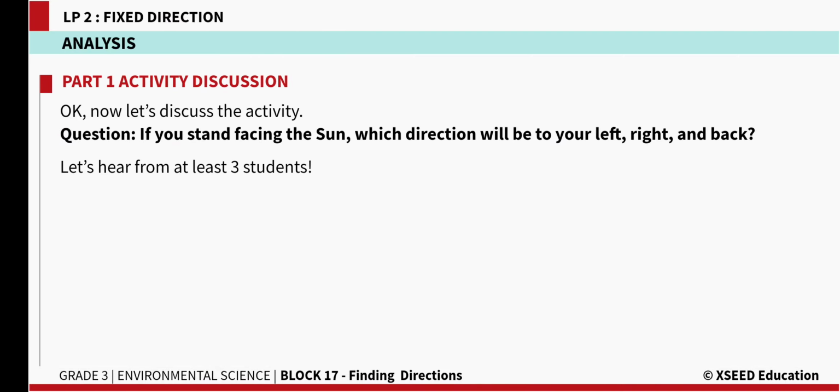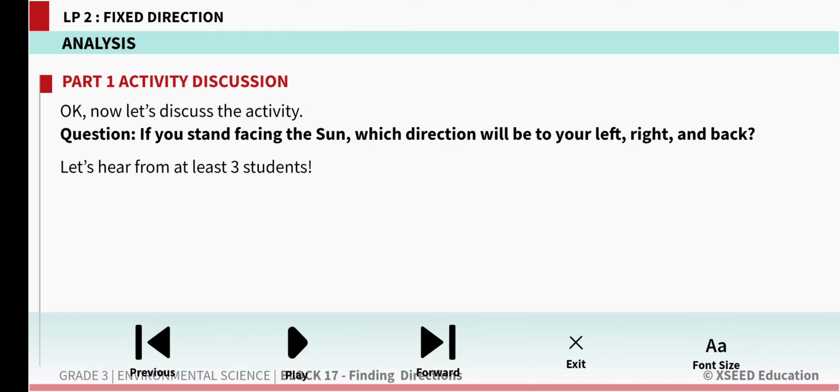So what did this video tell us? This video told us that if we are facing the sun, we are facing the east direction, and behind you is the west direction. Your right-hand side is the south direction, and your left-hand side is the north direction. So the question is, if you stand facing the sun, which direction will be your left, right, and back? As I told you, you are facing the sun, which means the east direction is in front of you. Your back side is the west. Your right side is the south, and your left side is the north direction.